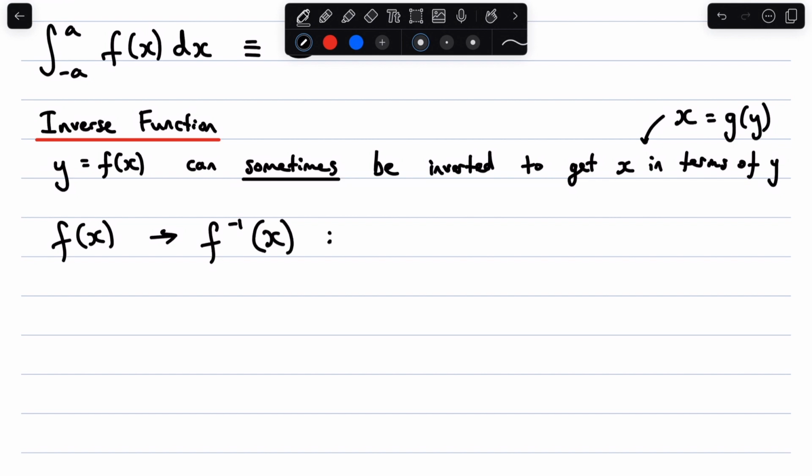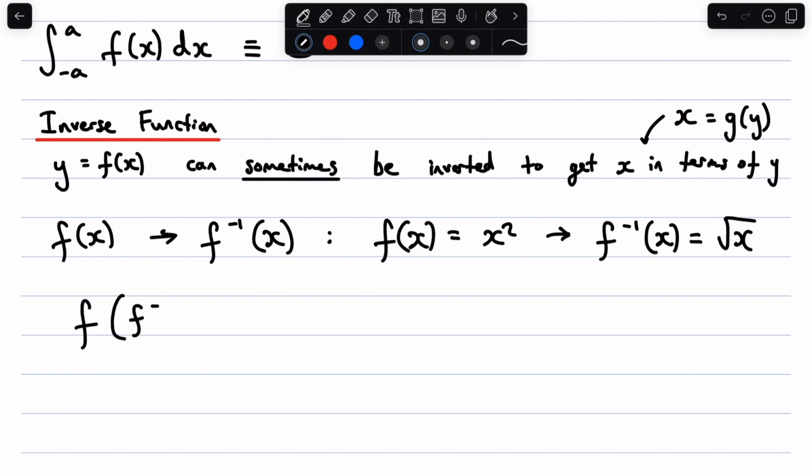An example of this could be f of x equals x squared, and that would lead to f to the minus 1 of x equaling root x. And for all functions that have inverse functions, if we write f of f to the minus 1 of x, so f of x acting on the inverse function of itself, that's the same as the inverse function acting on the function of x, and that will always equal just x for all x.